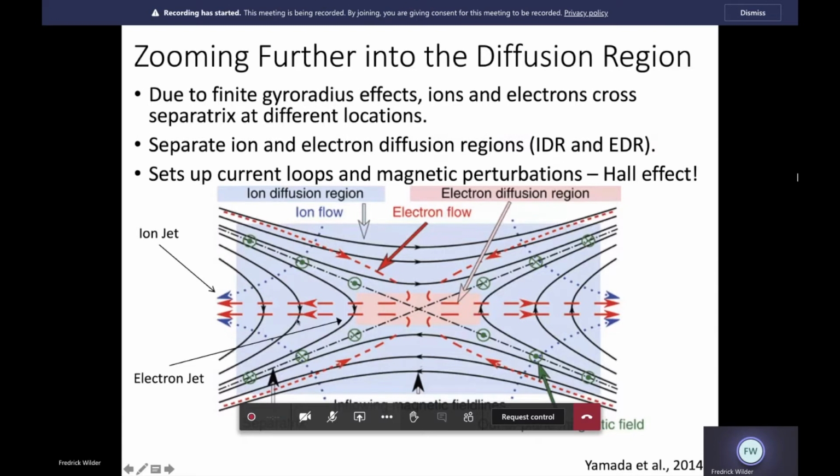And so that creates two diffusion regions: an ion diffusion region, that's the blue region, and an electron diffusion region. There's also an ion jet, which is much larger scale and typically slower. And then there's an electron jet in the electron diffusion region that's often much faster. It's super-Alfvénic. This difference in the behavior of the ions and electrons sets up current loops, which creates these magnetic field perturbations. You can see they're quadrupolar, and we call those Hall magnetic fields. It's a Hall effect, and that'll be important when we start discussing why reconnection happens.